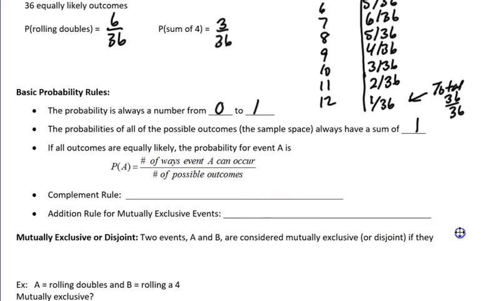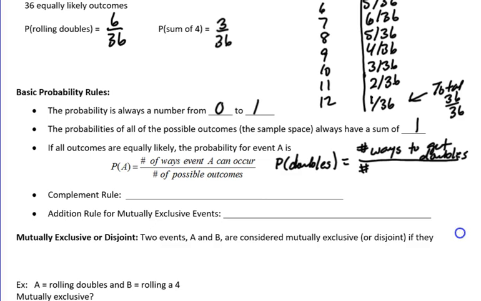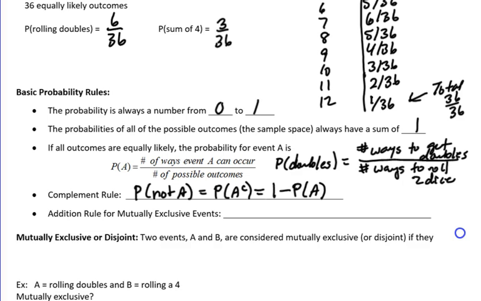So, for example, the probability of doubles equals the number of ways to get doubles in rolling a dice all over the number of ways to roll 2 dice, which is 36. The complement rule says the probability that A will not occur, which could be symbolized A complement, is just 1 minus the probability that A will occur.